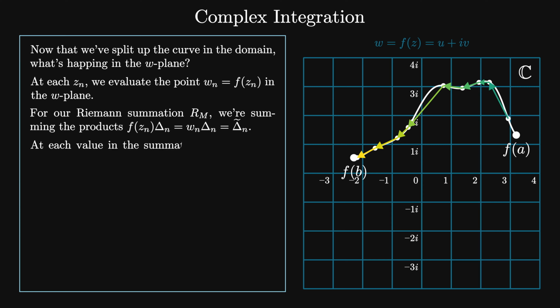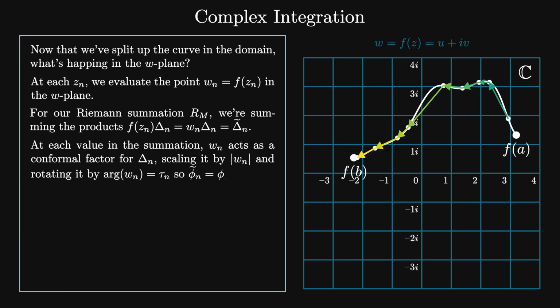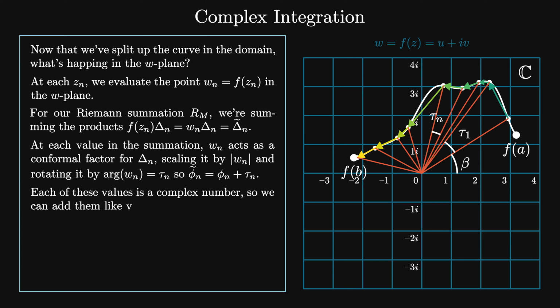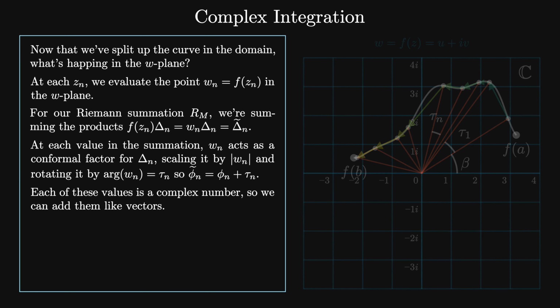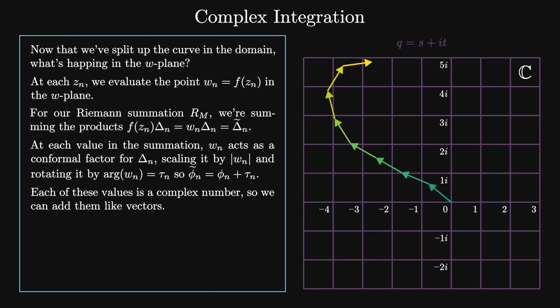At each value in the summation, w_n acts like a conformal factor for delta_n, scaling it by the magnitude of w_n and rotating it by the argument of w_n, which we're going to call tau_n, so that phi tilde_n equals phi_n plus tau_n. Each of these values is a complex number, so we can add them like vectors. Here, I'm showing the sum of the delta tilde_n's in another copy of the complex plane that I'm going to call the q-plane. The (n+1)th segment is rotated by phi tilde with respect to the nth segment.